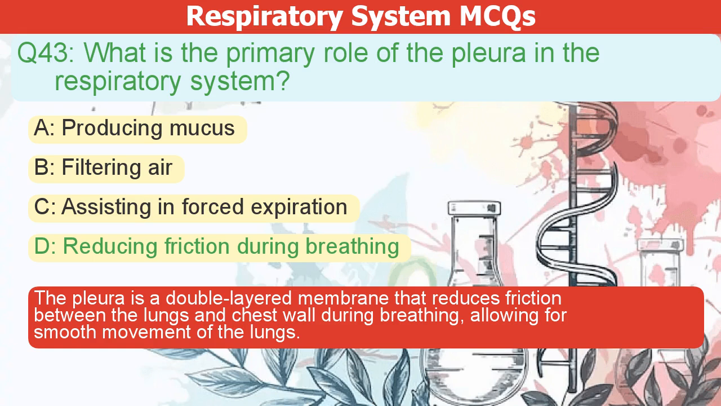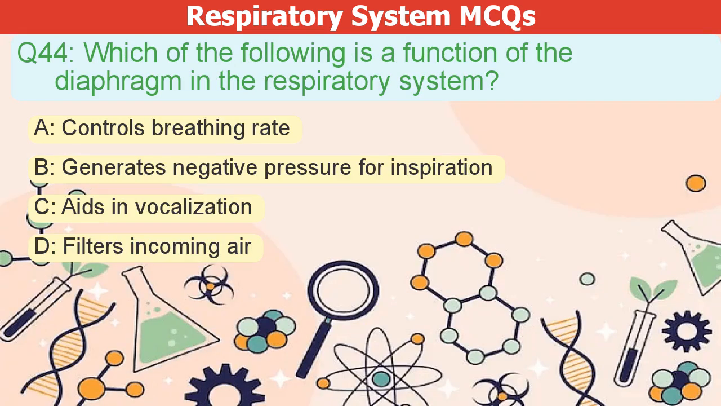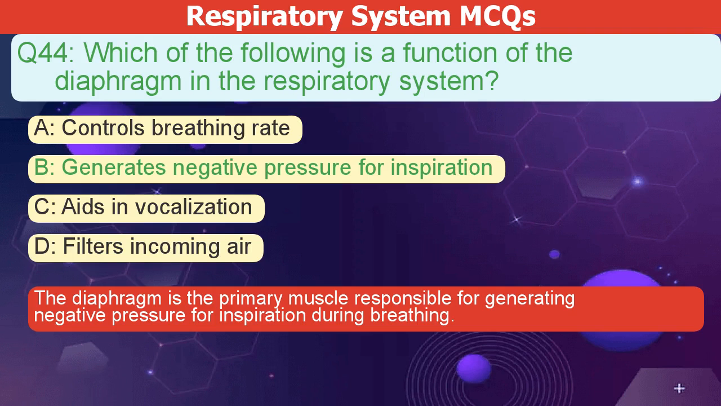movement of the lungs. Which of the following is a function of the diaphragm in the respiratory system? A. Controls breathing rate. B. Generates negative pressure for inspiration. C. Aids in vocalization. D. Filters incoming air. The correct answer is B. The diaphragm is the primary muscle responsible for generating negative pressure for inspiration during breathing.